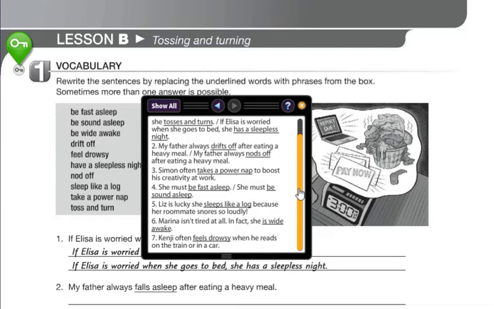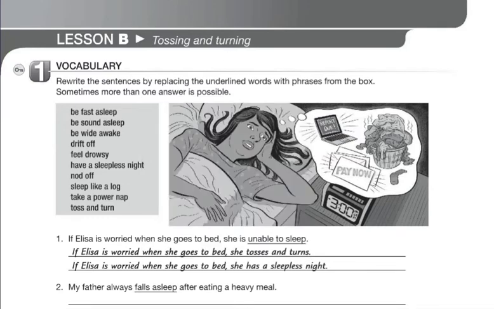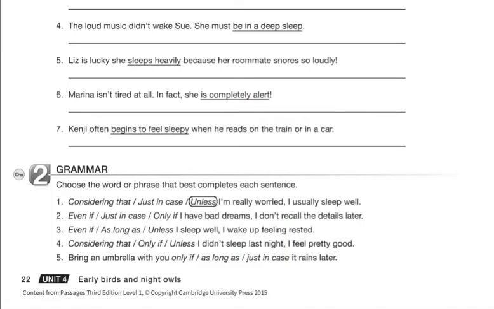Liz is lucky she sleeps like a log because her roommate snores so loudly. And Marina is not tired at all. In fact, she is wide awake. And Kenny often feels drowsy when he reads on the train or in the car. Alright, so we have here the answers of the first vocabulary exercise. Now let's continue. In the next section, we're gonna select the best clause to complete the sentence. So we have here: considering that, just in case, unless. I'm really worried, I usually sleep well, etc. Okay, so we're gonna pause the video and try to check out the answers together.